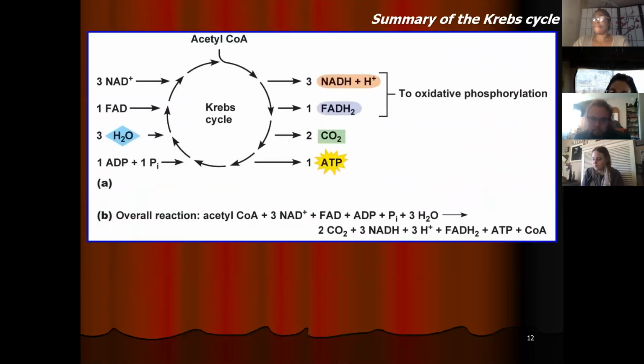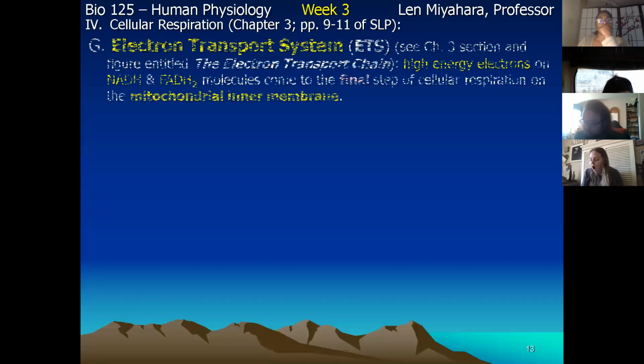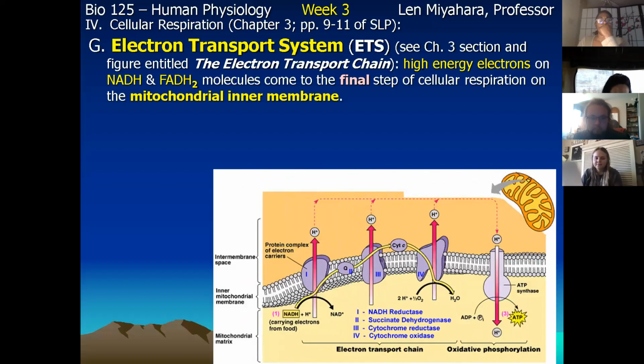And this is essay number 4. Where does the Krebs cycle proper occur? What goes in? What comes out? Okay. And that's it for step number 2.